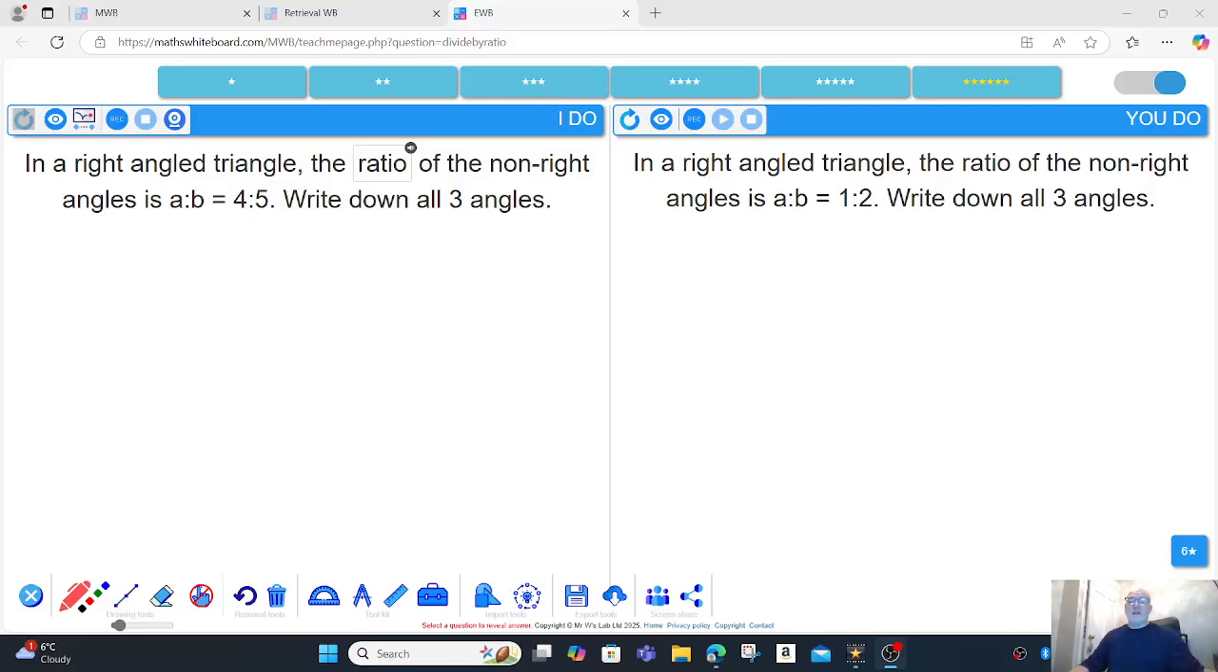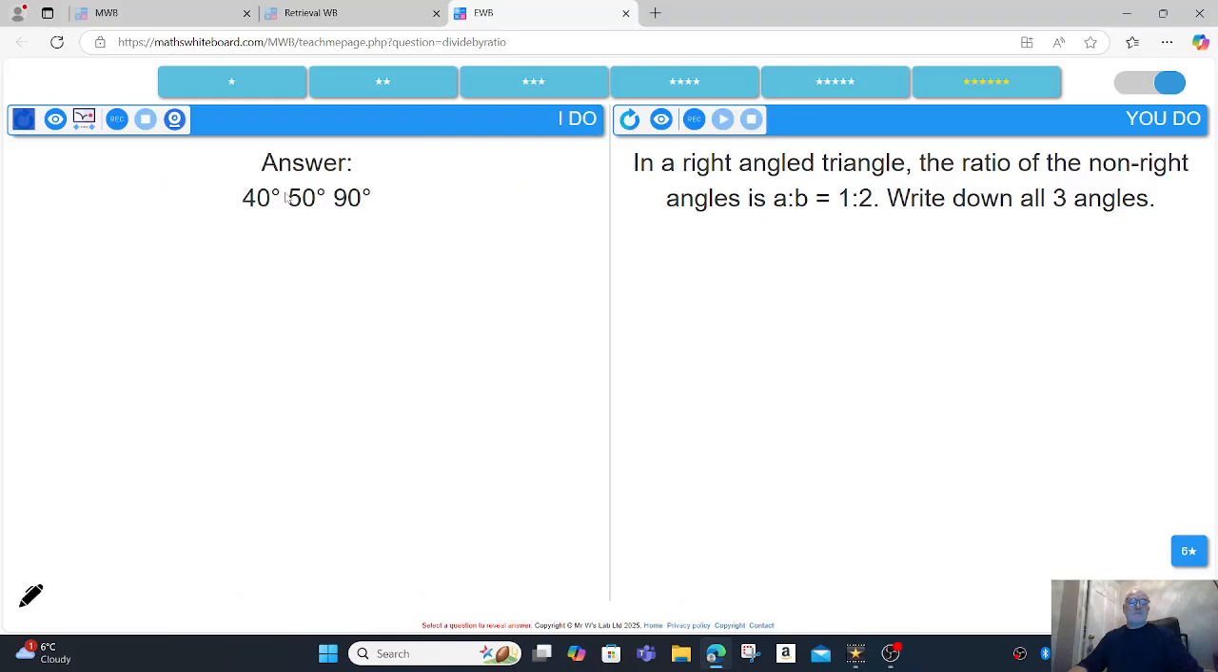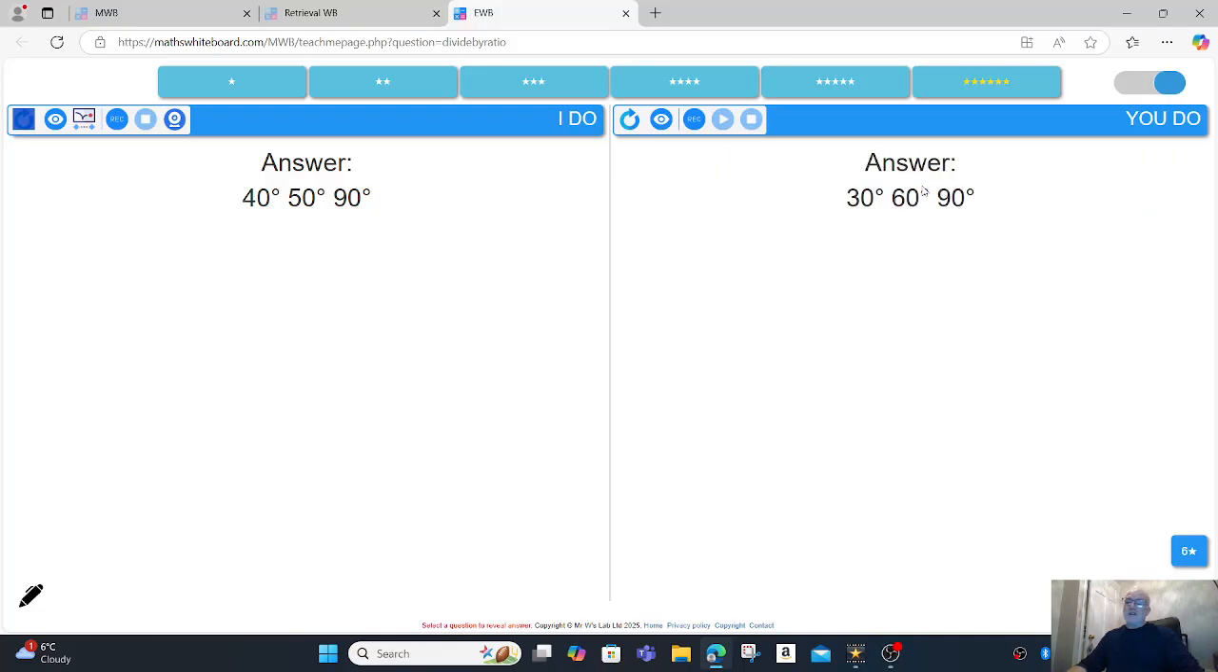Okay, so if you want to have a go at that, pause the video and then see how you get on. Okay, so let's see how we did. First one, you should have had 40, 50 and 90, and the one on the right you should have 30, 60 and 90 degrees.